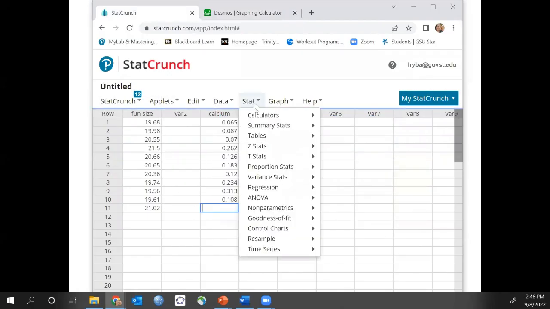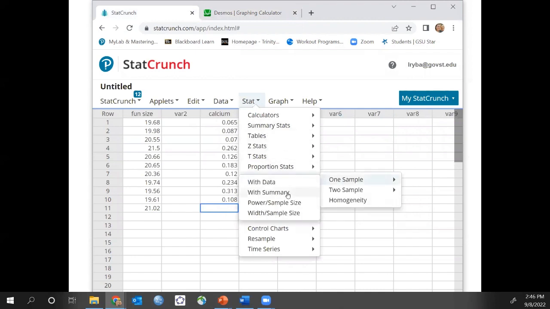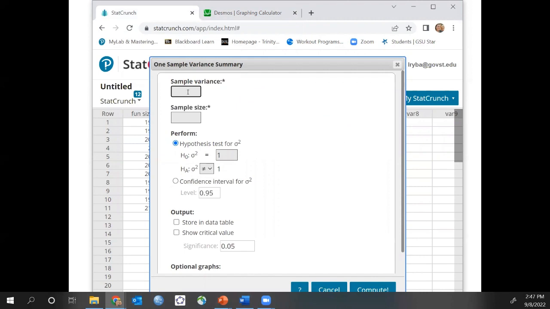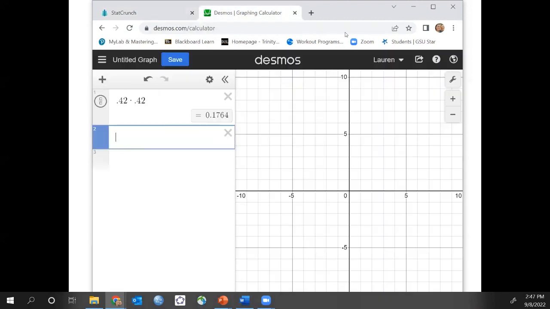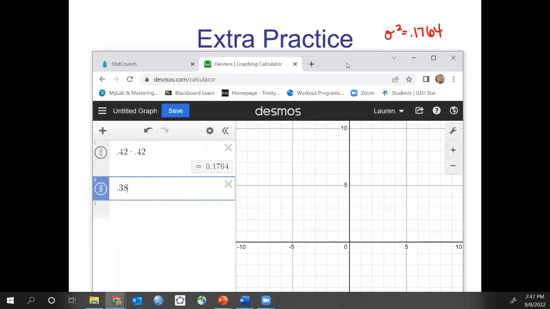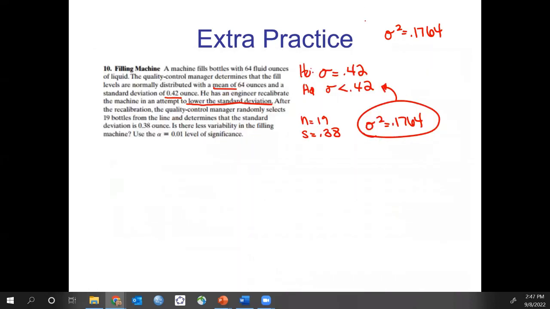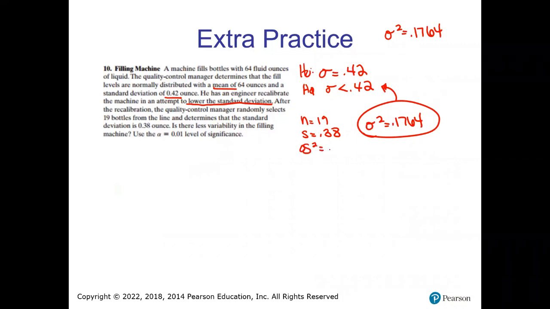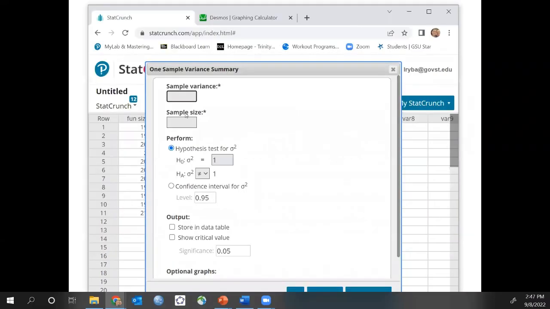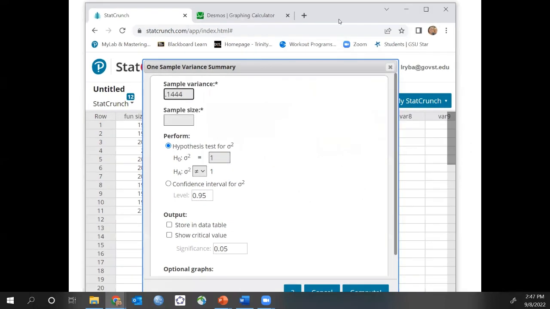StatCrunch, Stat, Variance, One Sample. This time I have a summary. I need my sample variance. My sample standard deviation was 0.38, so 0.38 times 0.38, my sample variance is 0.1444. Sample size, it was 19, right? Yes.